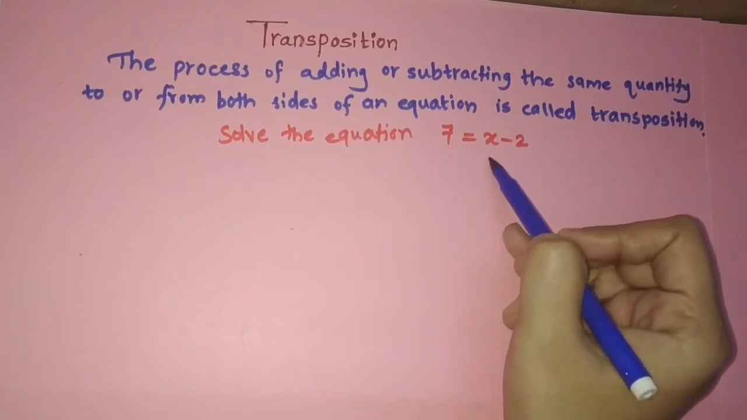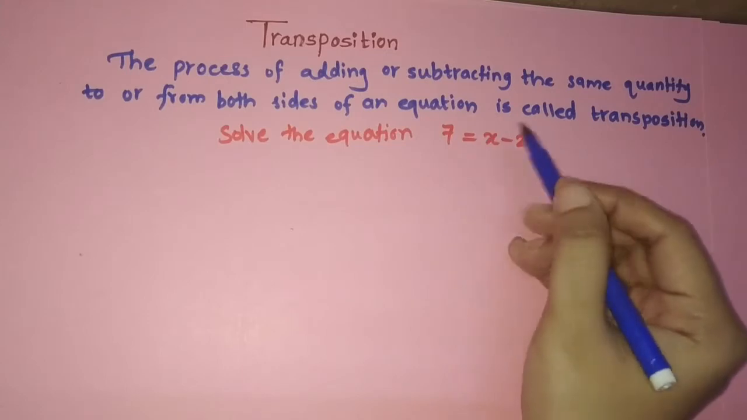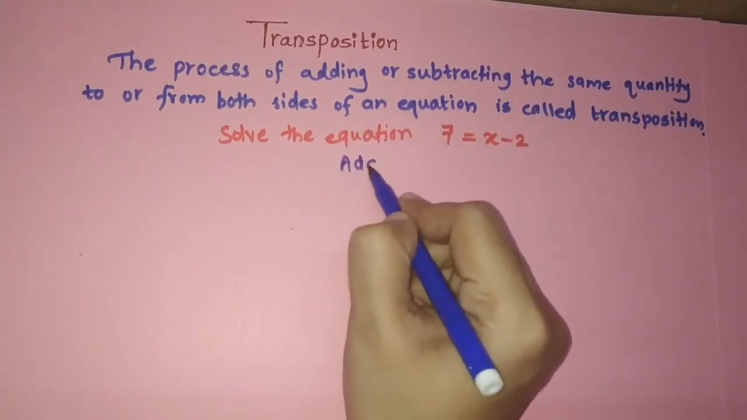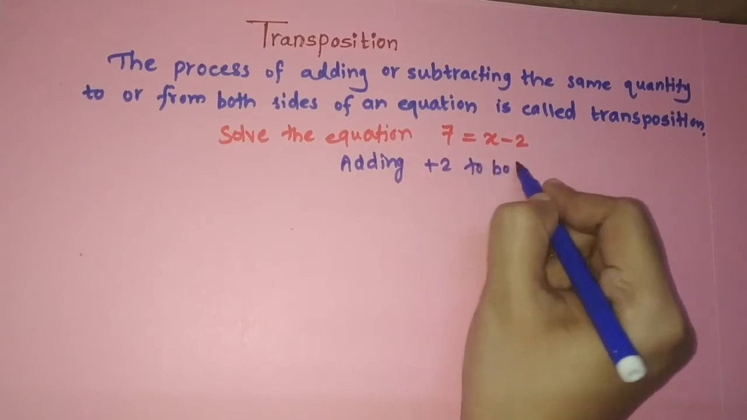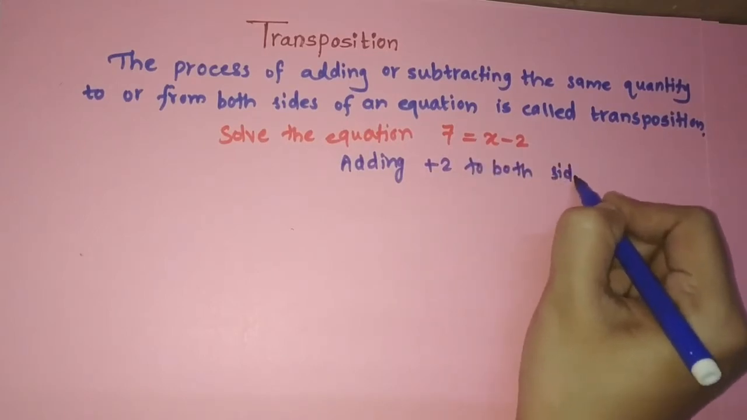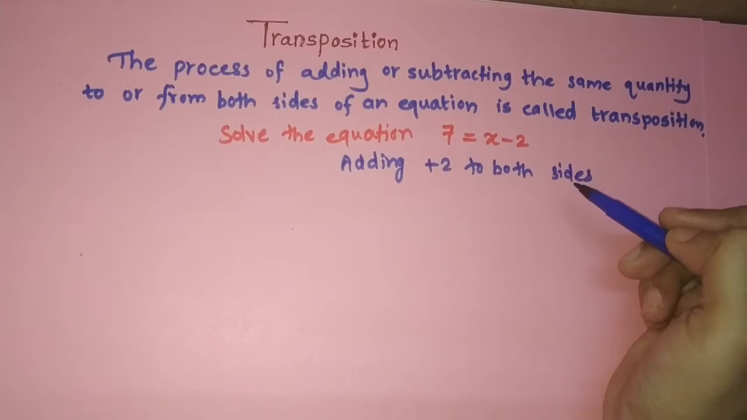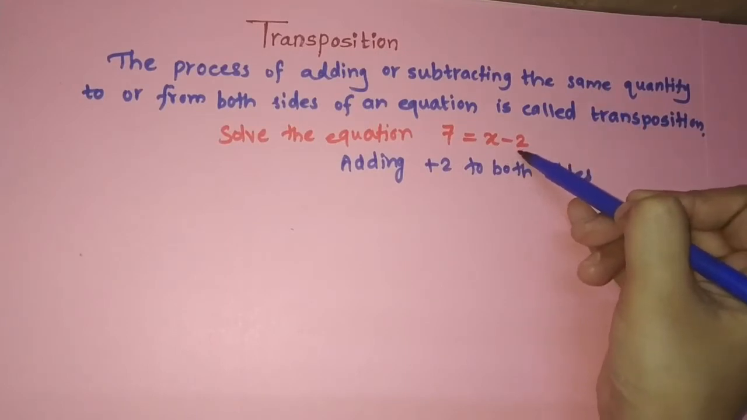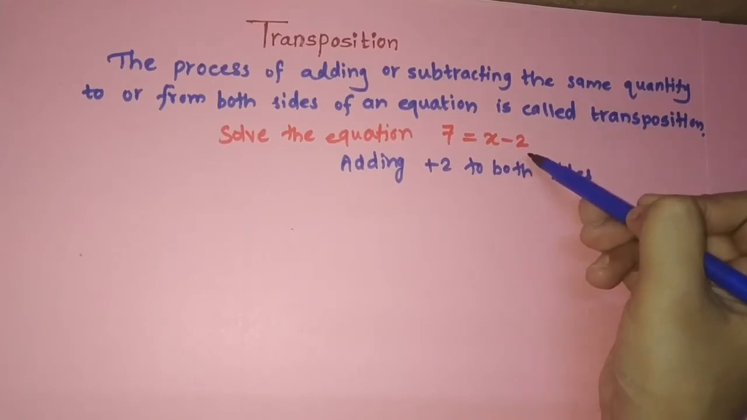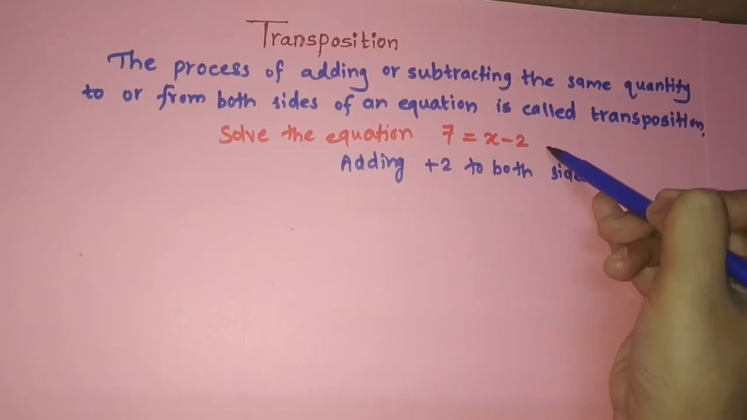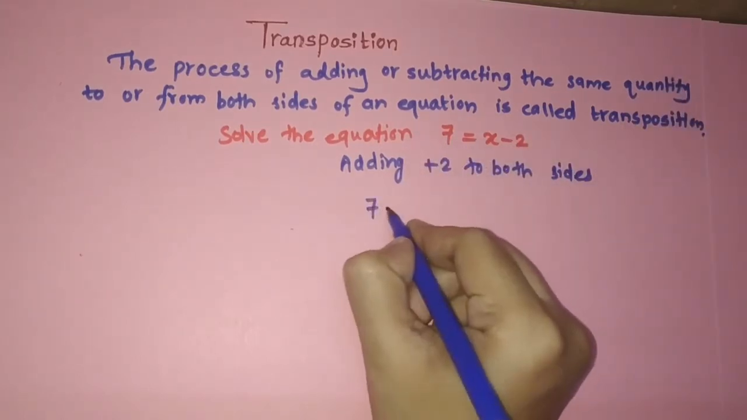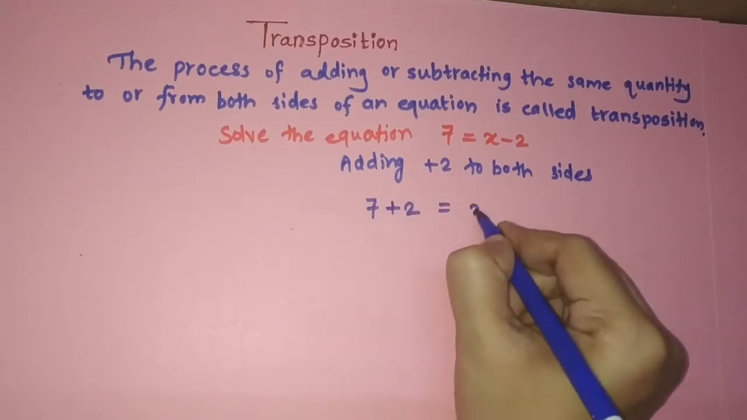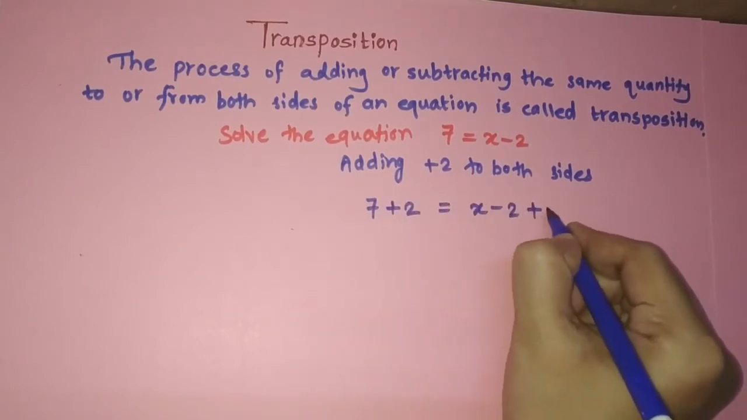So what I'll do is add plus 2 to both sides. You must do it on both sides in order to keep it balanced. Why am I adding plus 2 here? Because here the variable x has minus 2 with it. If I add 2, its additive inverse, they are going to cancel each other. So now we get 7 plus 2 is equal to x minus 2 plus 2.